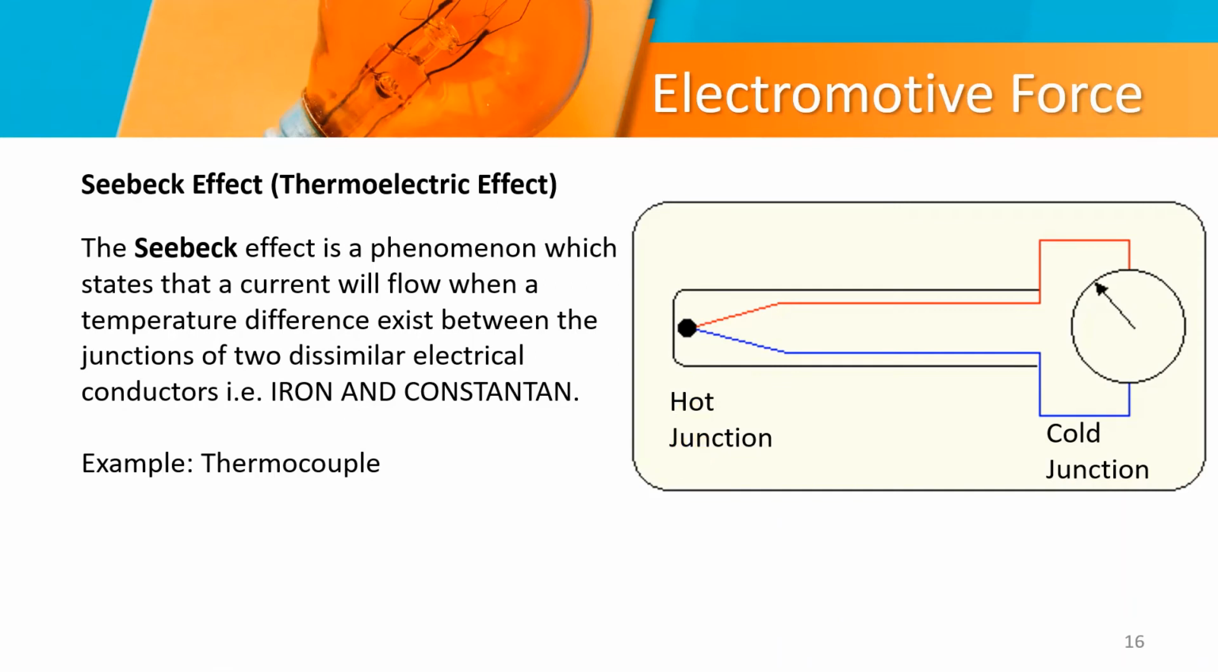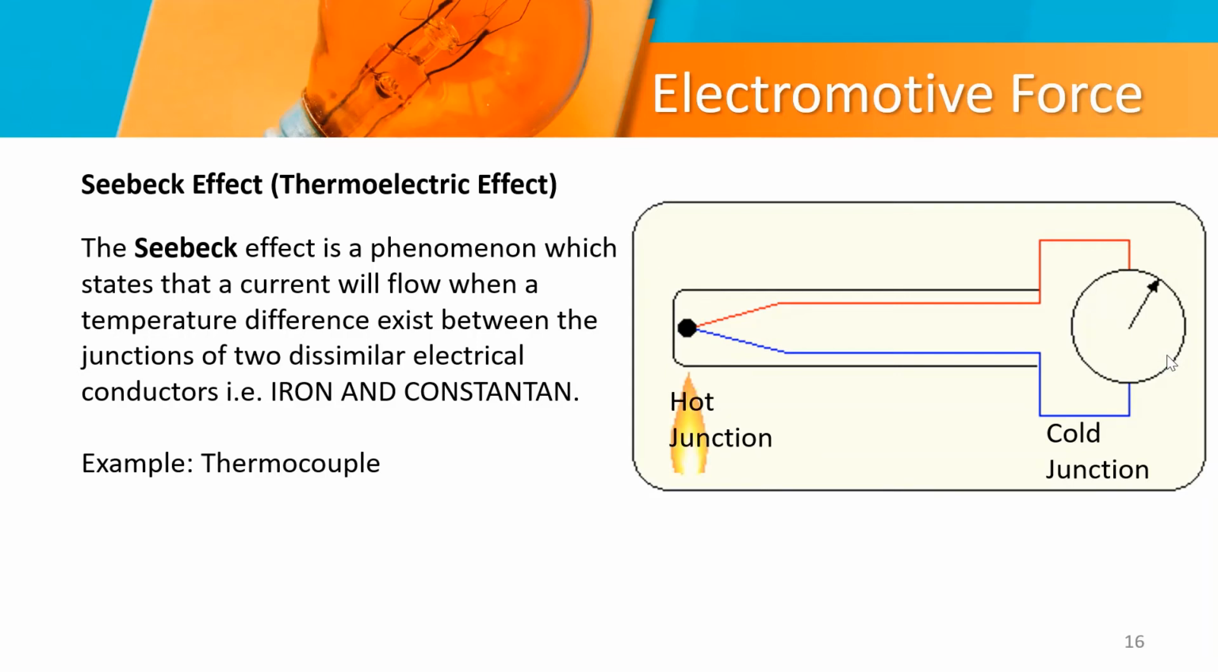Now let us discuss the Seebeck effect or thermoelectric effect. The Seebeck effect is a phenomenon which states that current will flow when a temperature difference exists between the junctions of two dissimilar electrical conductors, such as iron and constantan. In this example, we have two different lines, colored red and blue, which represent two different materials. If these two materials are connected at each end, one junction is a hot junction, while the other end is a cold junction. Then, according to the theory, the electrical current will flow in this situation.